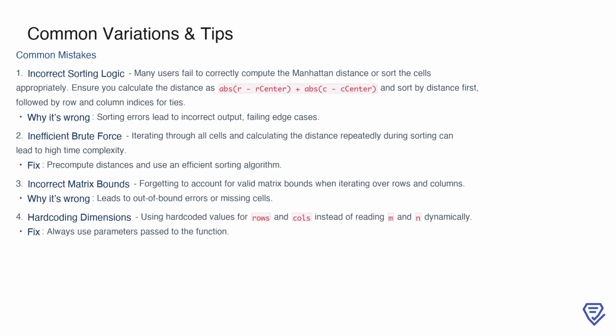Lastly, hard-coding matrix dimensions instead of using the given m and n parameters can result in a lack of flexibility, especially when the problem constraints change. Always ensure your solution dynamically adapts to the input dimensions.